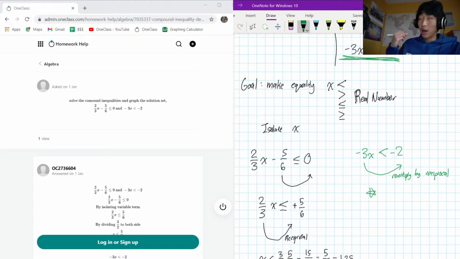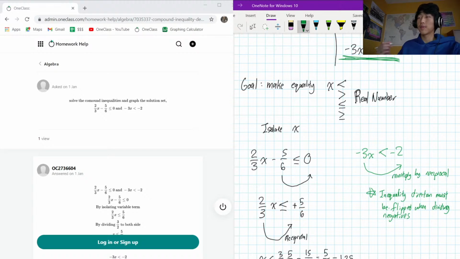But a very important thing that some people do miss, and it is very dangerous if you miss this, is that when you divide by a negative number, you have to flip the direction of the inequality. Inequality direction must be flipped when dividing negatives.